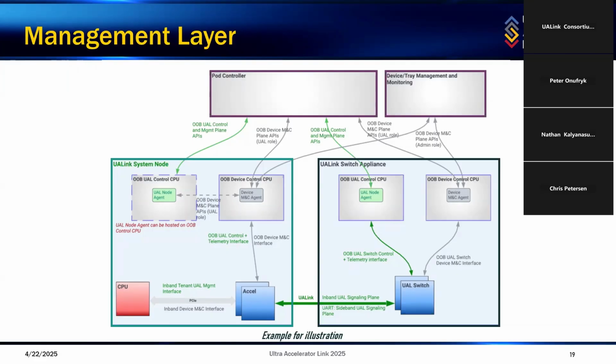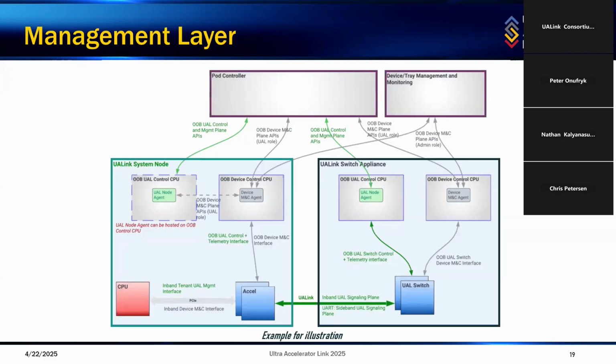Within the UALink system node, we need to have a mechanism to be able to set up and monitor and control the accelerators themselves. So we're defining a set of interfaces and APIs that could access the accelerators either out of band or potentially in band, depending on what your management preference is. And those APIs will help configure the accelerator to be able to join the UALink pod, as well as collect telemetry to get a sense for what the health and reliability of the current pod is at this point in time.